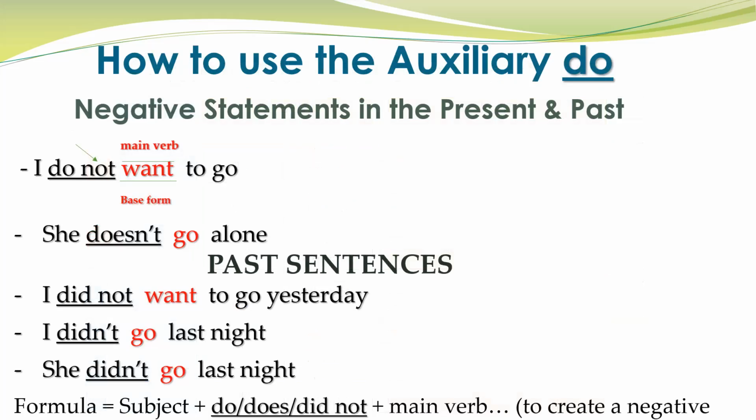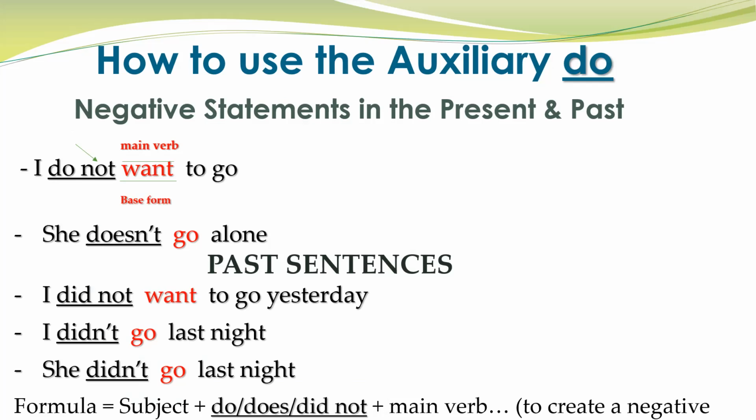So let's now get into how to use do as an auxiliary verb. Again, auxiliary means helping. It's helping the other verbs create negative statements. In this case, we're going to start with negative statements in the present and the past. Take a look at this. I do not want to go. I do not, right? I'm creating a negative statement. And so I'm using do because want needs an auxiliary verb to create the negative. Again, that main verb has to be in the base form.